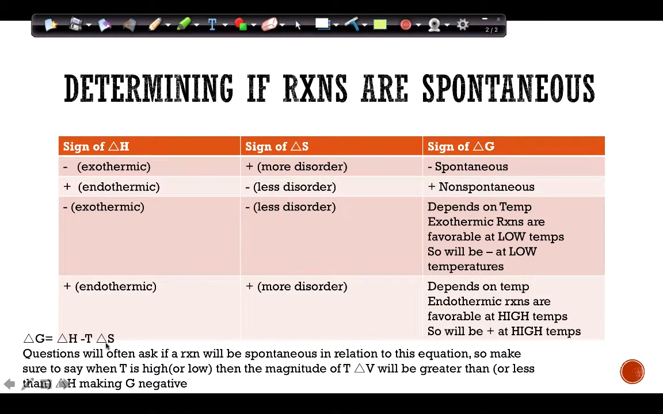Basically, you're going to talk about this equation, and you're going to say that when T is high or low, depending on what the situation is, then the magnitude of the temperature times delta S will be greater than or less than delta H, making G negative or positive. So basically, if delta G is supposed to be negative, then T times delta S has to be higher than delta H. If delta G is supposed to be positive, then this has to be smaller than delta H.